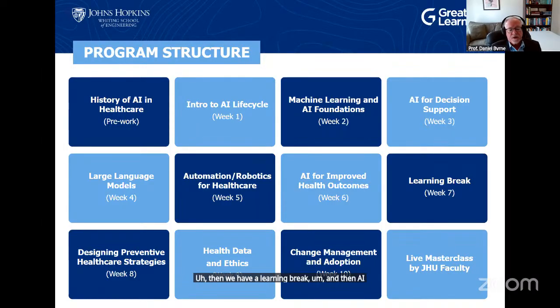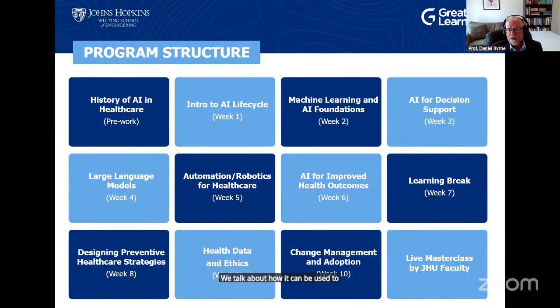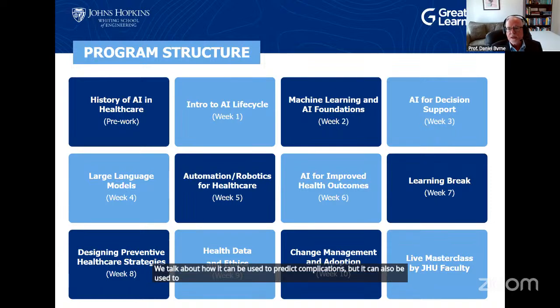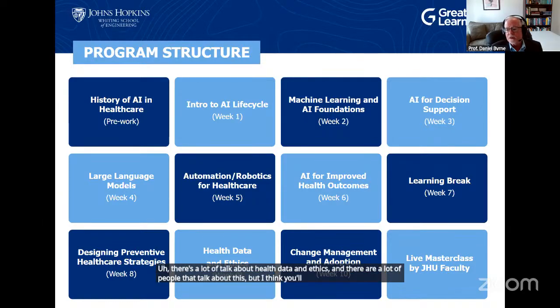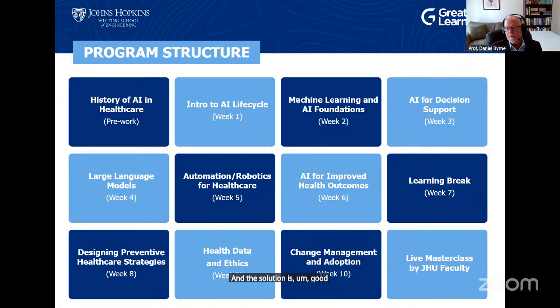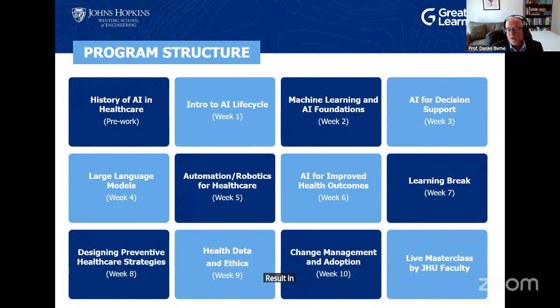And then AI can be used also to prevent healthcare problems. So we talk about how it can be used to predict complications, but it can also be used to predict and mitigate chronic disease and predict complications before they happen and prevent them. There's a lot of talk about health data and ethics, and there are a lot of people that talk about this, but I think you'll see in this course, we have a solution. And the solution is good, rigorous science where we can measure: is the AI tool fair overall and for subgroups? And does the impact of it on patients result in fairness and equity?